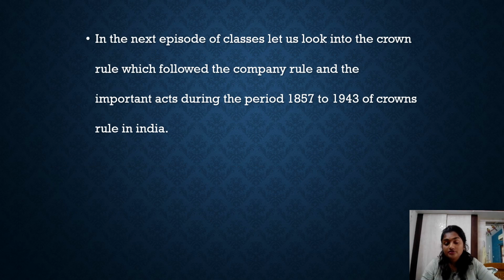So until now, we saw the company's rule. So there was the British government, but it was executing everything through the face of East India Company. So in the next chapters, in the years that followed from 1857 to 1943, almost until the independence of India, the Crown took its power in India, and everything was coming under the Crown's rule. So in the next episode of classes, we'll be seeing the acts which were passed during the Crown's rule in India.